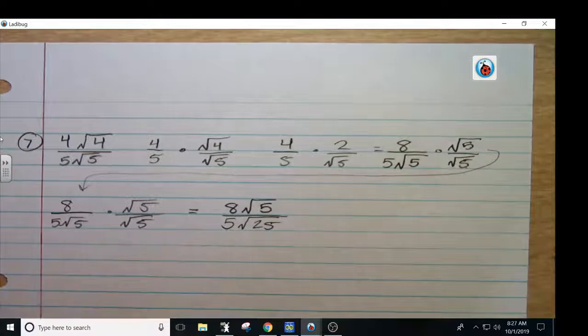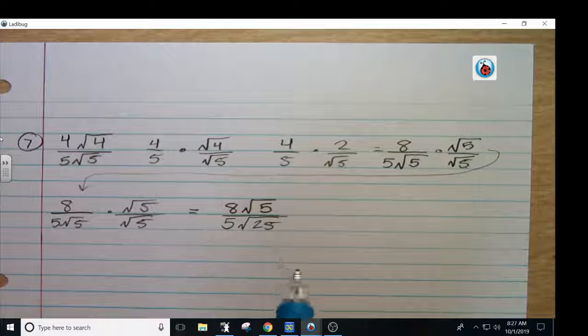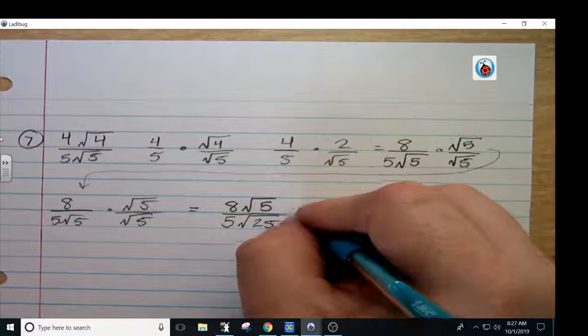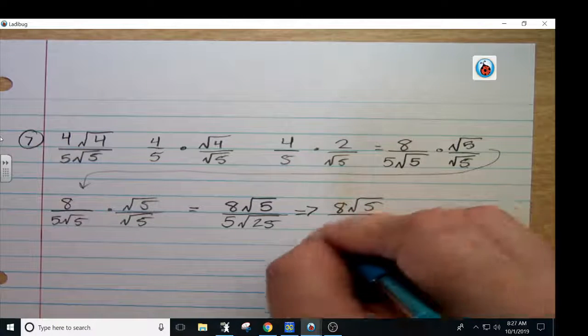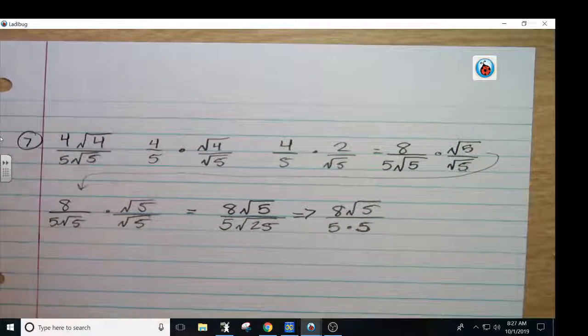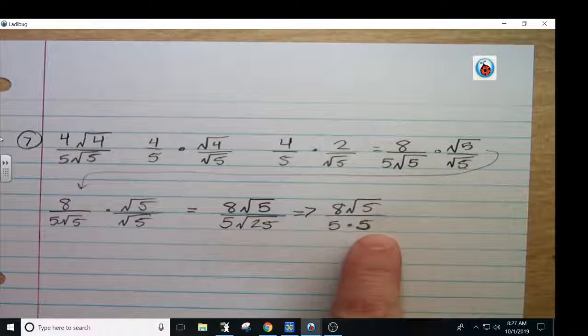But now, what do we know about the square root of 25? Perfect square, right? That's the same as... the square root of 25 is 5. Okay? So what I did was I took the square root of 25 and made it 5.